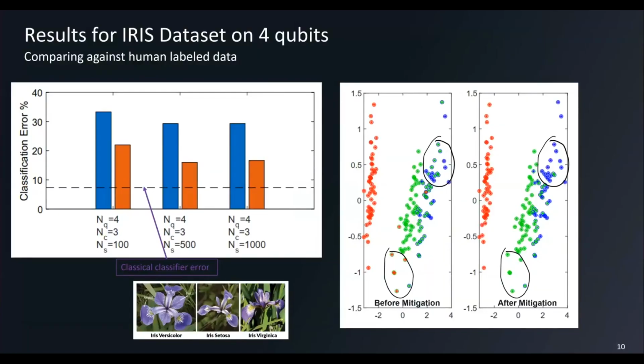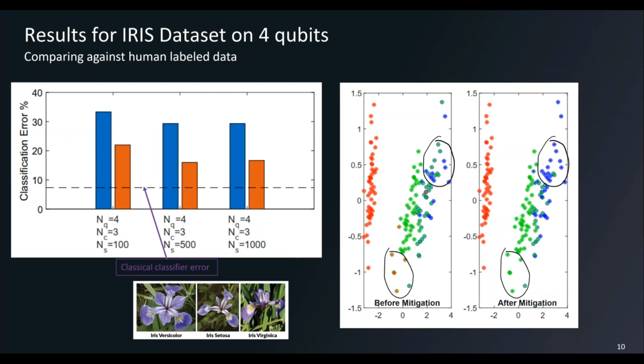Now let's turn to a real-life data set. The IRIS data set consists of 3 classes of flowers with 50 samples from each of the 3 classes. Each data point has 4 dimensions that correspond to the length and the width of the sepals and the petals. This data set has been used extensively for benchmarking classification techniques in machine learning, in particular because classifying the set is not trivial. The classical nearest centroid algorithm shown by the dashed line over here reaches accuracies of around 93%, while our experiments with 500 shots and error mitigation reach 84% accuracy.